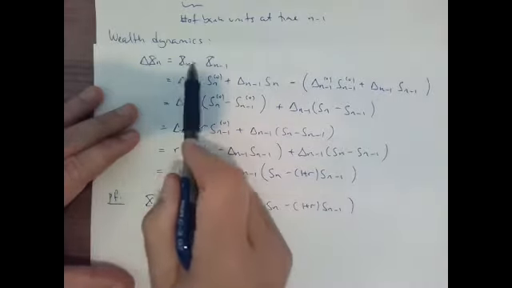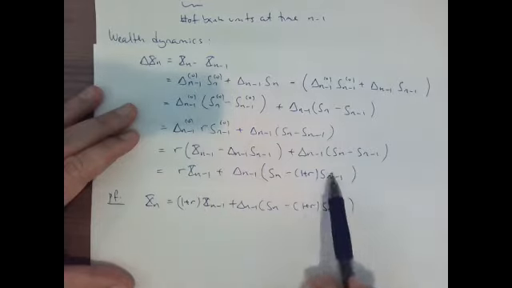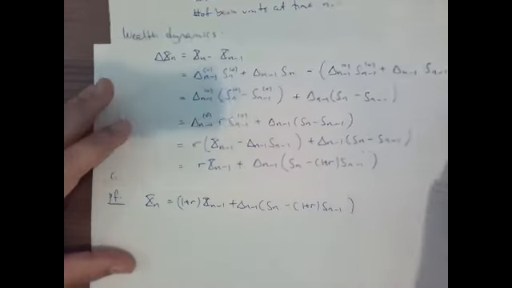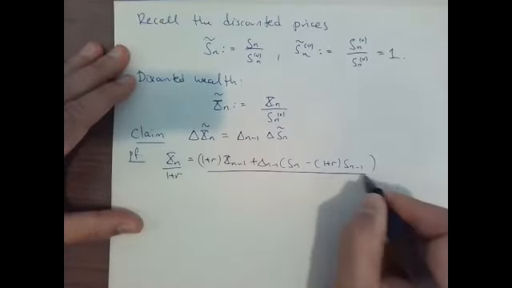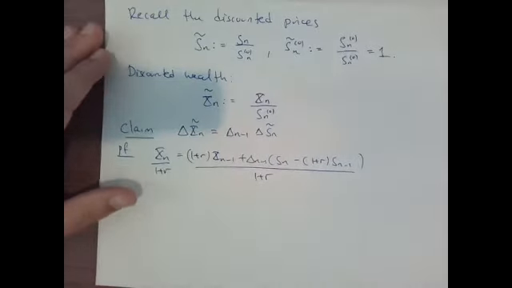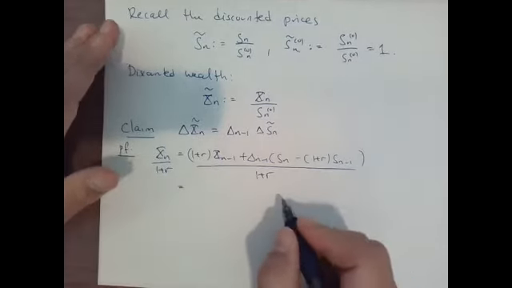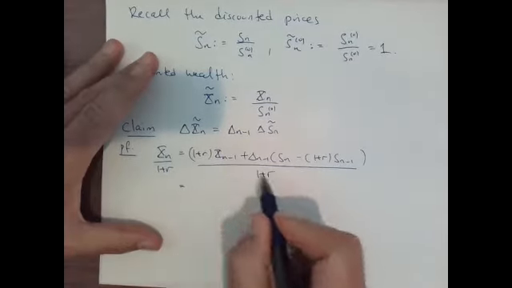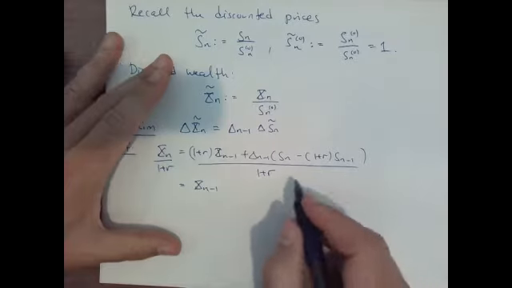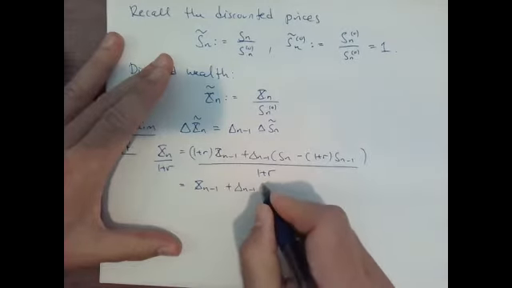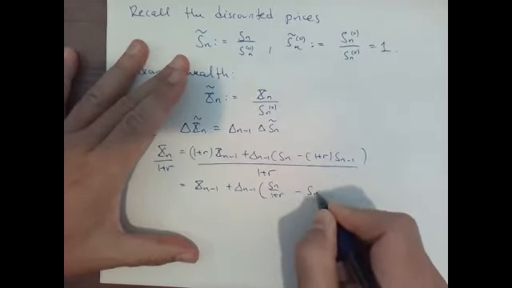Okay, so I did nothing else. I moved this term here to the other side, combined it with r, I get 1 plus r there, and I get this term, and this is the same one. Now I'll divide by 1 plus r. And it gets to be a little bit easier. So 1 plus r will cancel out. I'll get xn minus 1. And then what I get here is delta n minus 1 times Sn divided by 1 plus r minus Sn minus 1.